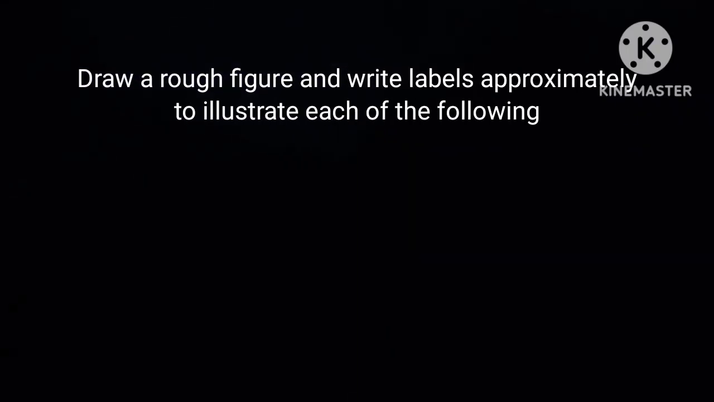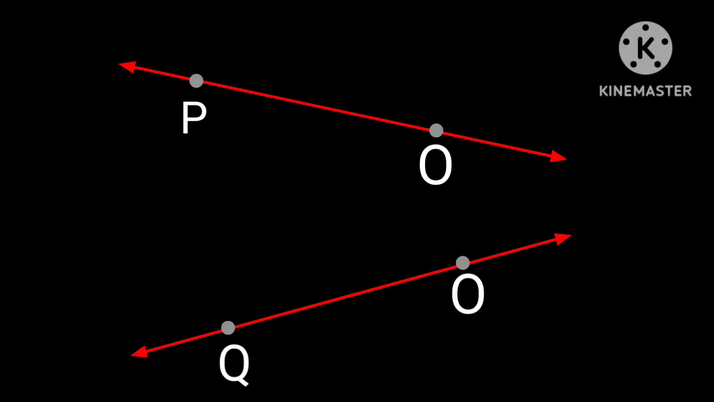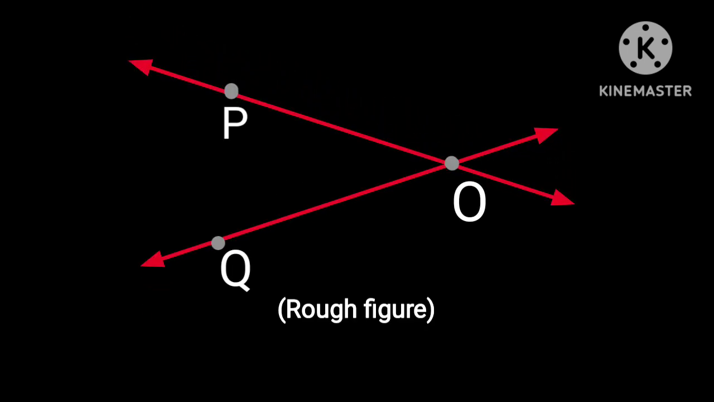Draw a rough figure and write labels approximately to illustrate each of the following. OP and OQ meet at O. Now these are the two lines OP and OQ. They should meet at a point O. So the rough figure looks like this. It has a common point O.